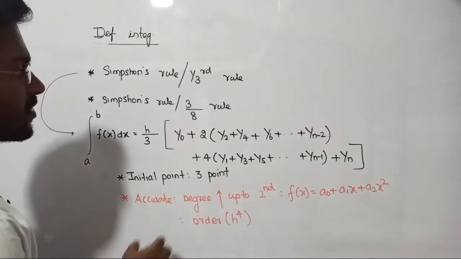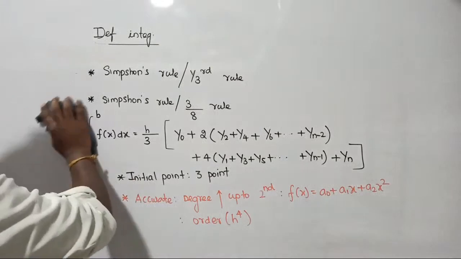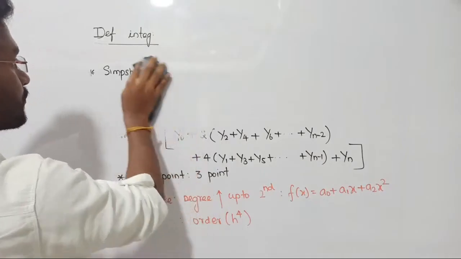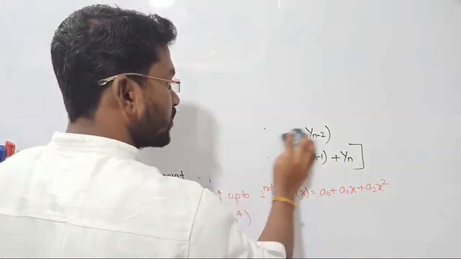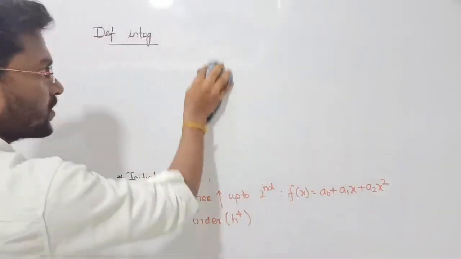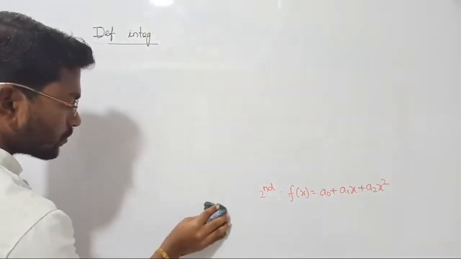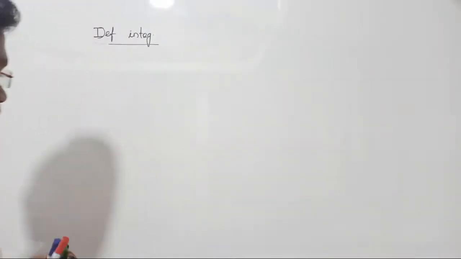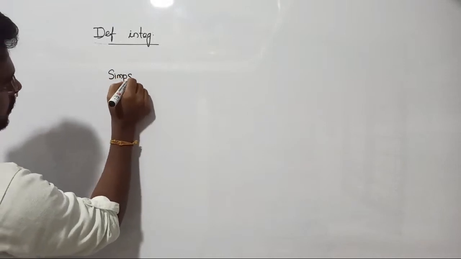Now let us consider the Simpson 3/8 rule in order to obtain the result. In Simpson 3/8 rule, totally we are going to consider 4 points. The number of initial points that we are considering in Simpson 3/8 rule is 4 points. So totally we should consider 4 points. Let me rub these things now. Yeah, let us consider Simpson 3/8 rule.